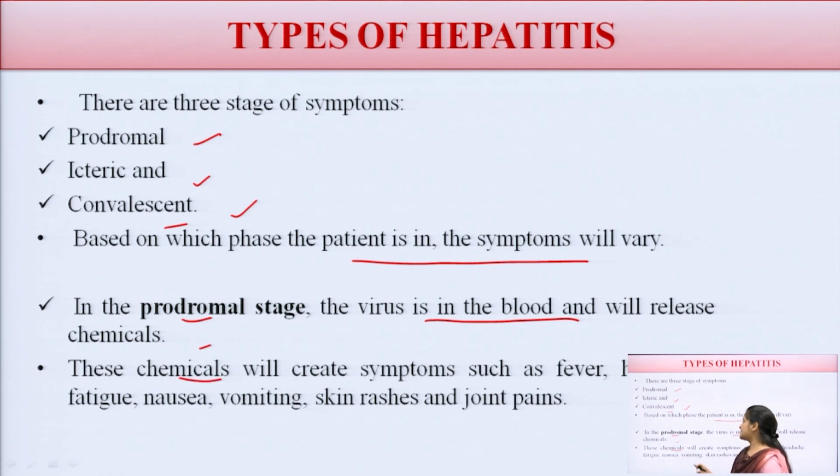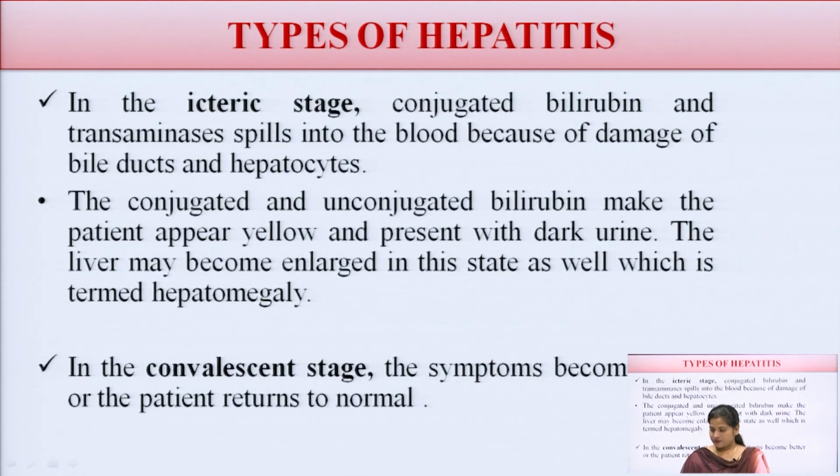Now, in the prodromal stage, the virus in the blood will release chemicals, and these chemicals will create symptoms such as fever, headache, fatigue, vomiting, skin rashes and joint pains. So, this is the prodromal stage. Now, the icteric stage, so this is the conjugated bilirubin, right? So, it is related with jaundice.